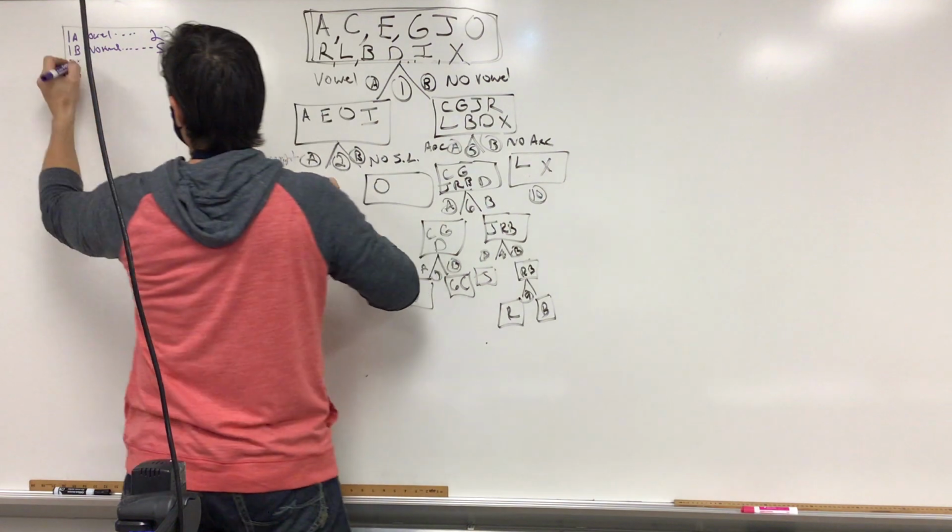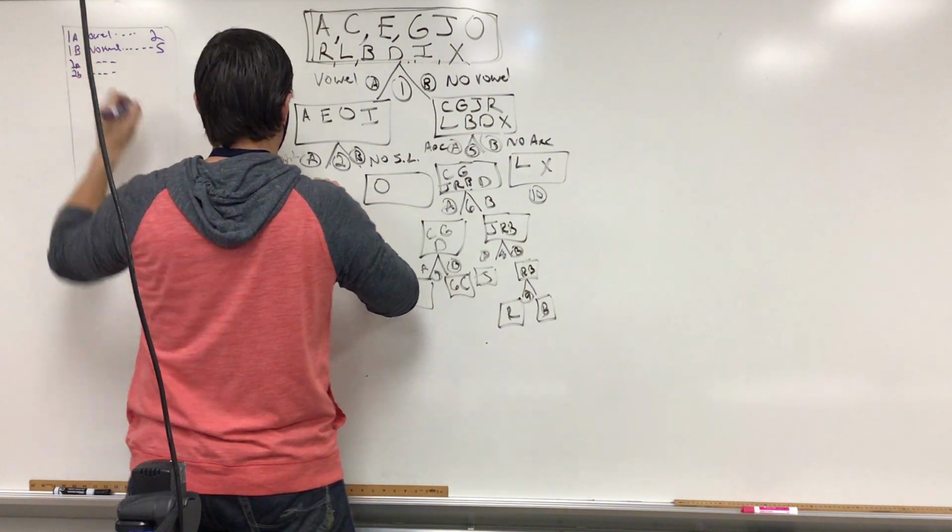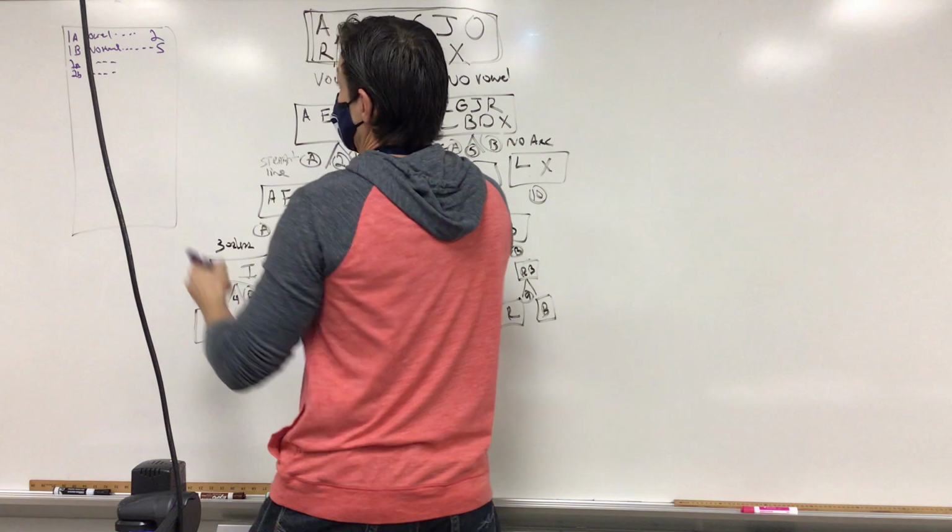Then I will take my 2, and I'd write my 2A, 2B. My clue was straight lines, no straight lines. 2A went to 3.